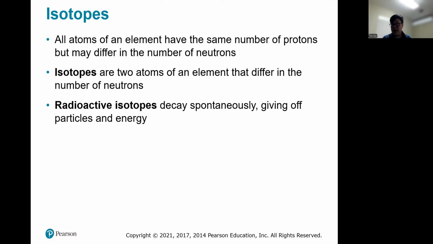Now, isotopes are the same element, meaning they have the same number of protons. The only thing that changes from one to the other is the number of neutrons found within the element itself. If you have carbon 12 versus carbon 14, the only change is the amount of neutrons found inside the nucleus, where carbon 12 has 6 neutrons and carbon 14 has 8 neutrons. The reason is that carbon has an atomic number of 6.